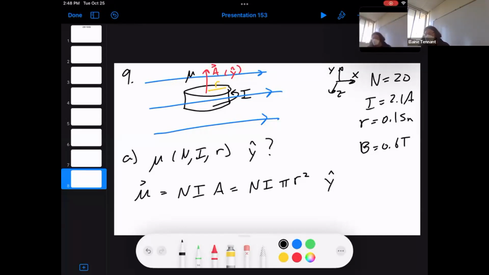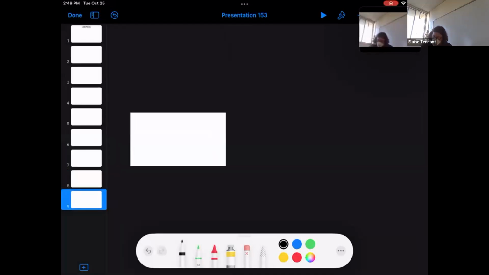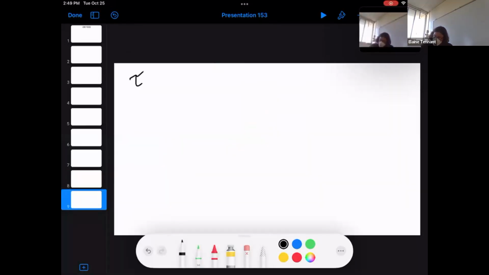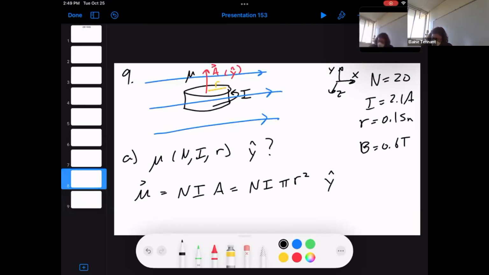Now let's look at this torque. For D, we want the torque, in Newton meters. Let's look at this. Which way do you expect it to spin?